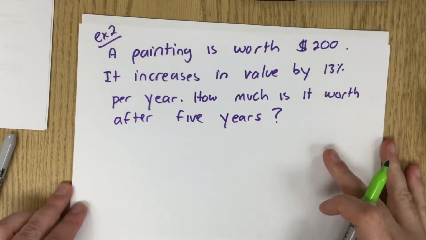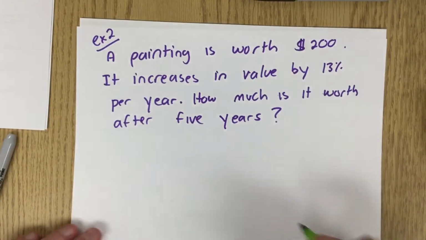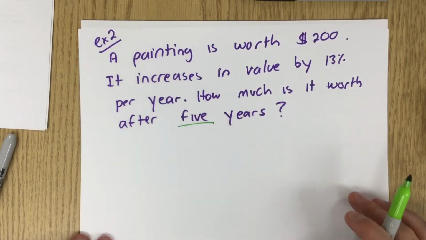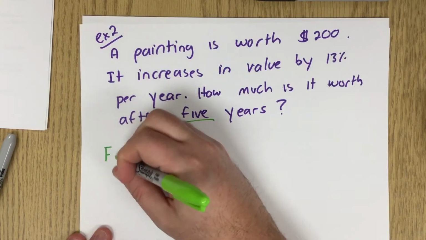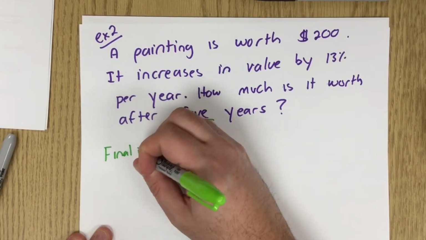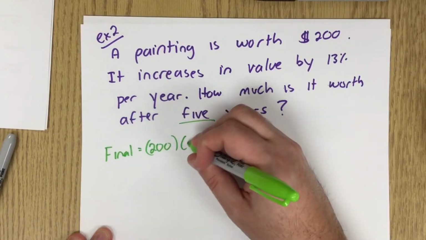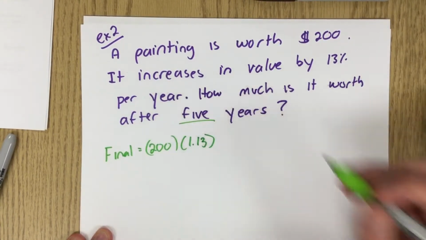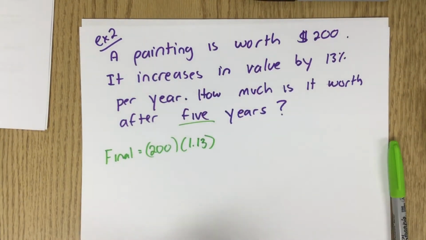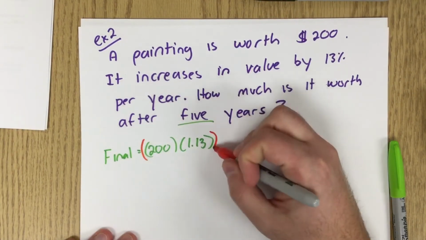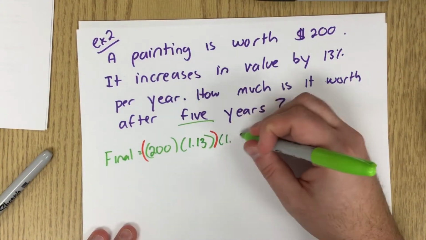So now we have a painting worth $200, same question, it increases in value by 13%, but now how much is it worth after 5 years? So what's going to happen is, in this case, after the first year, it's worth 200 times 1.13. That was from the previous question. And then we're going to take that value, and it's going to increase by 13%. So we're going to multiply it by 1.13.